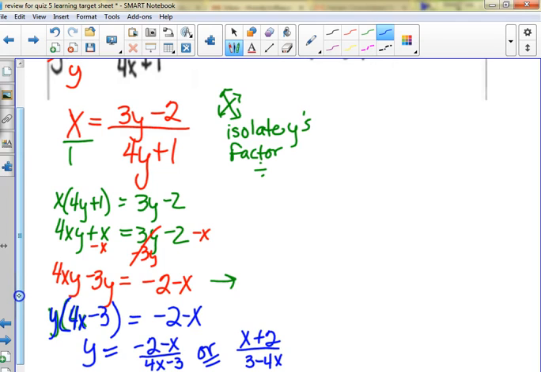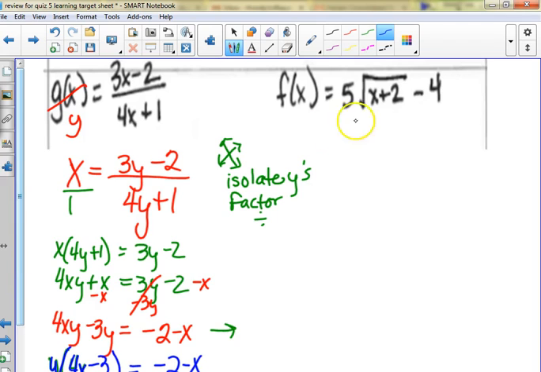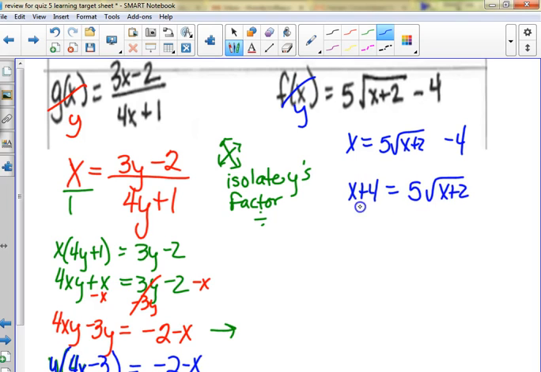If you need more practice on those, might I suggest the 1.7 homework? All right. What about this one? This one's supposed to be only painful, not miserable. Can you try this one on your own? This is y. Change it to the x. Anybody? Add the 4. Divide by 5.